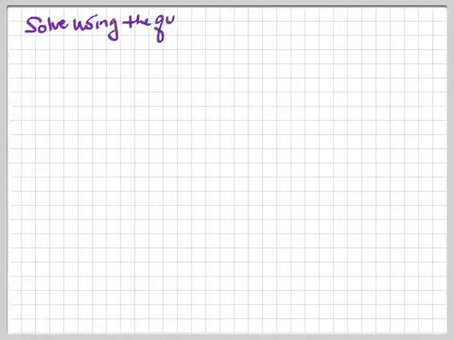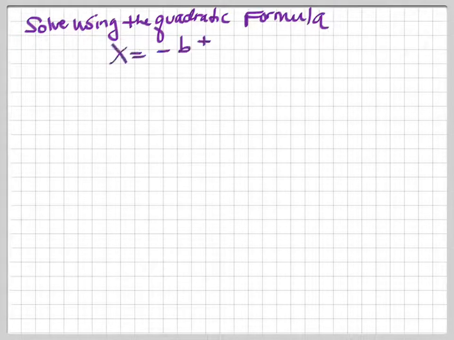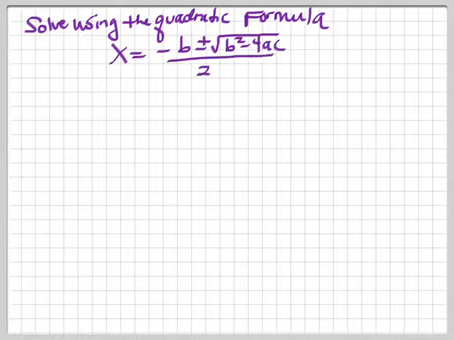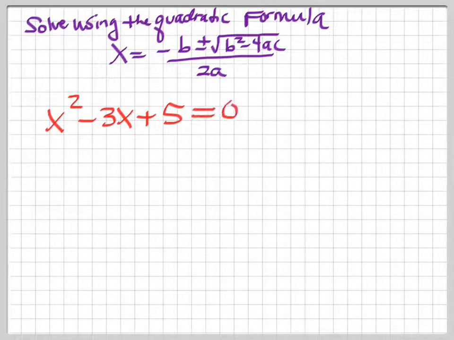Alright, we're going to solve a quadratic using the quadratic formula. And I'll write out the quadratic formula. It's x equals negative, or the opposite, of b, plus or minus the square root of b squared minus 4ac, all over 2a. So we'll solve x squared minus 3x plus 5 equals 0.